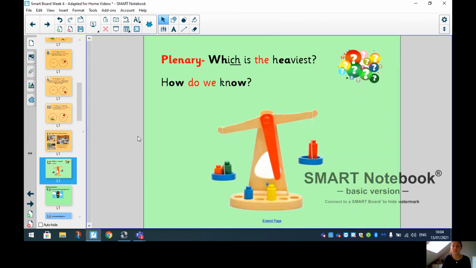And finally, to finish with, we've got this quick question and it says, which is the heaviest and how do we know? So we're going to look at the balancing scales and we can see this side here is down and this side here is up. So I think this side here is the heaviest, okay? This side because it's showing me that it's gone down. And also I can see that there are more items there and there is only one item there. Okay, so we can see this is the heaviest side and this is the lightest side.